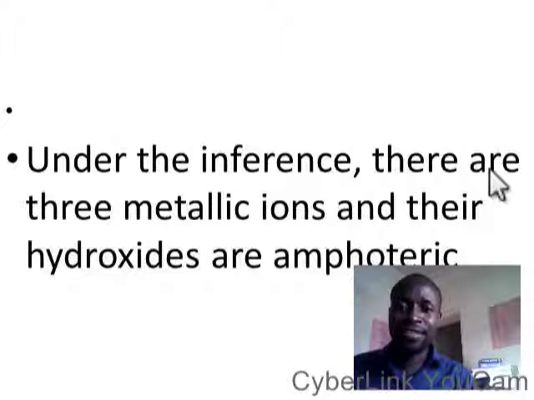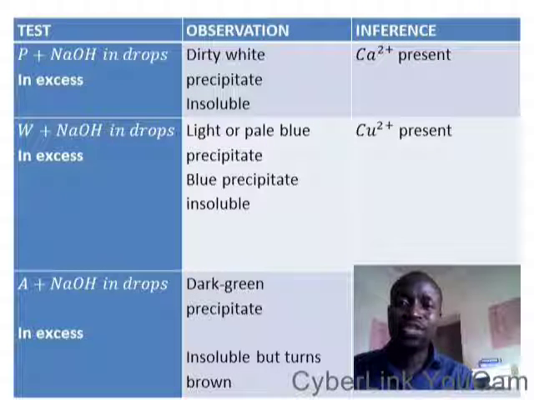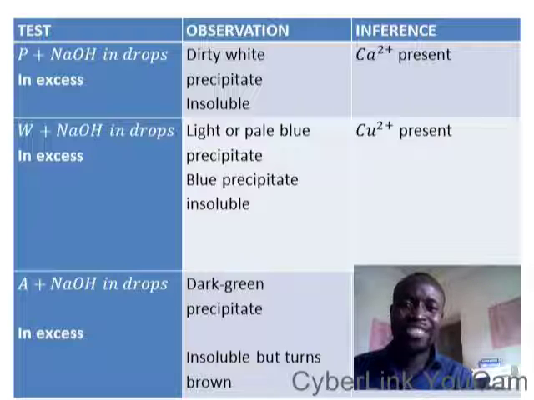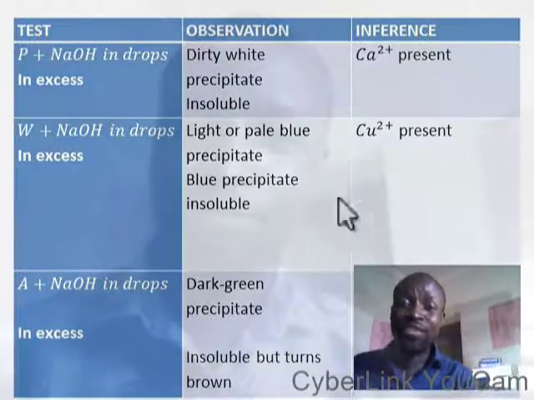Under the inference, there are three metallic ions, and their hydroxides are amphoteric. So please put that on your mind and get it straight down into your heart. Now, what I was explaining earlier is what is here. Now, you take note here as we watch this in the next. As the day progresses, let the acquisition of knowledge as well progress.